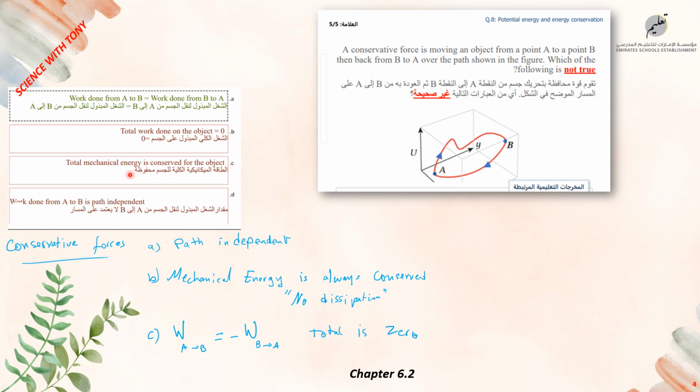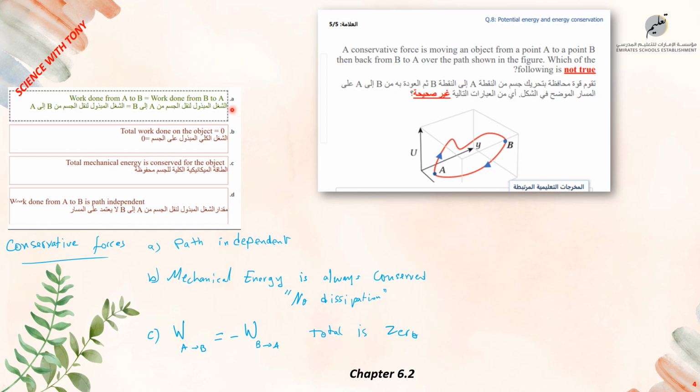Total mechanical energy is conserved for the object. Yes, it's conserved, but they're asking us to find the false statement, which is not true. So statement C is true. What about that one? The work done from A to B is path independent, which is equivalent to option A. So D also is true. What about option B? The total work done on an object is equal to 0. Also, the total work is equal to 0, as in the third idea here.